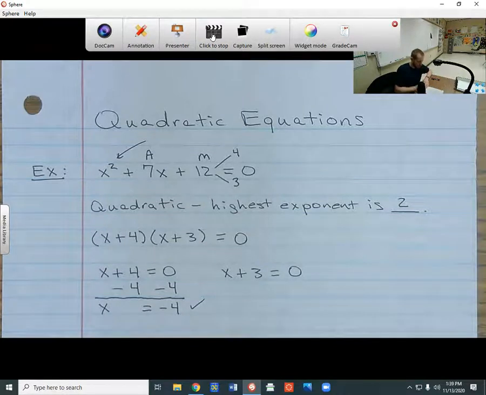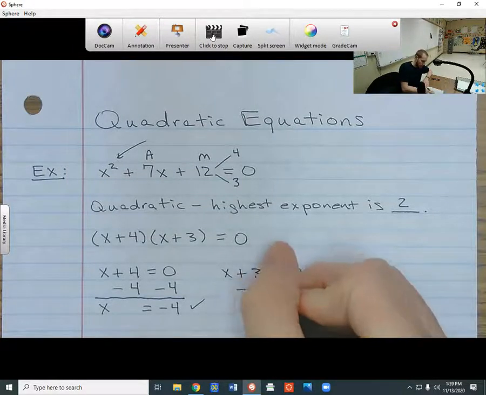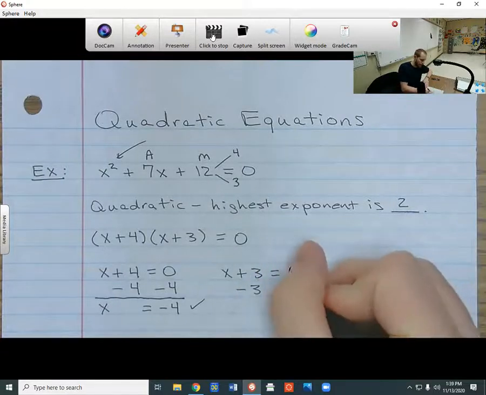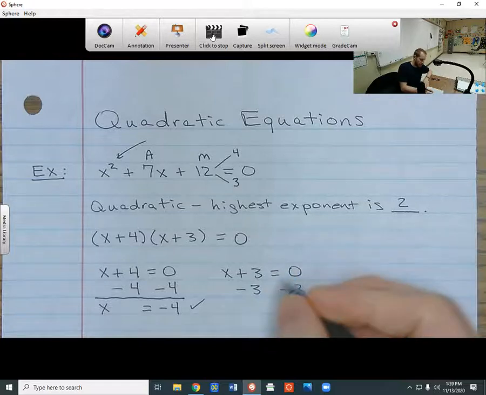Now over here, I have x plus 3 equals 0. Once again, I need to get the x by itself on the left side. So what I need to do is get rid of this plus 3 right here. So how am I going to do that? I'm going to subtract 3 from both sides, right? So when I do that, I'm going to subtract 3 on the left side of the equal sign, and I have to do the same thing on the other side of the equal sign.